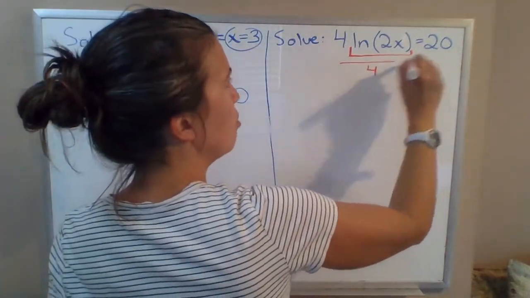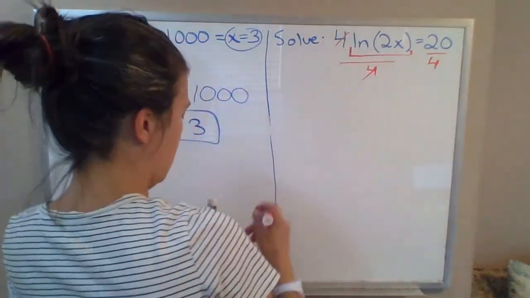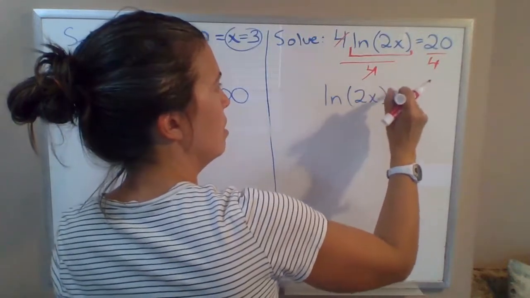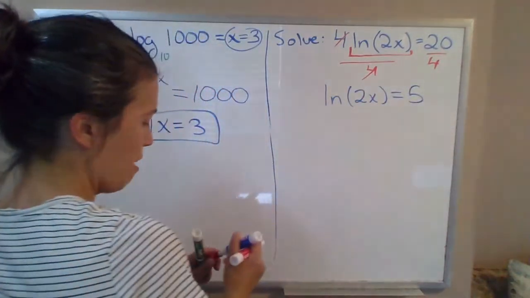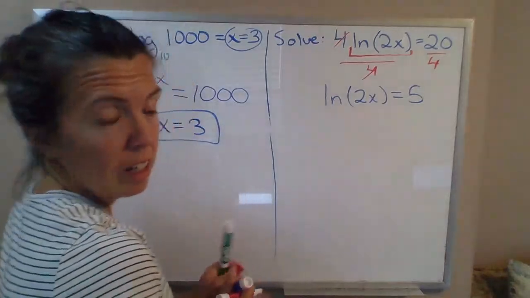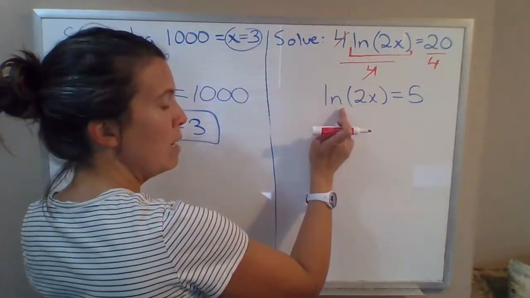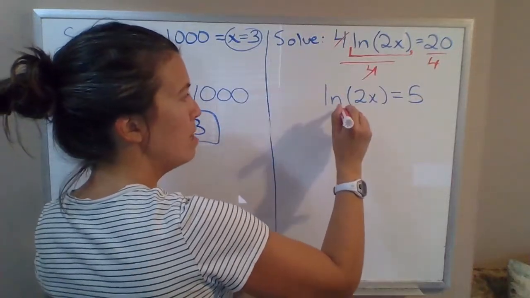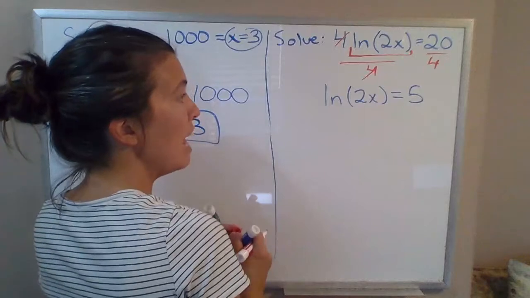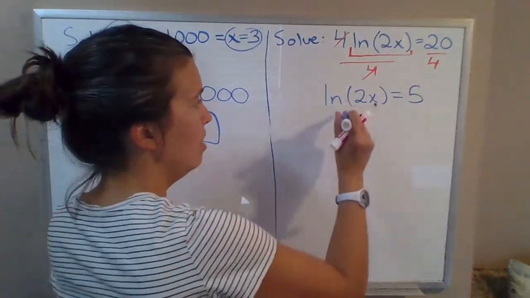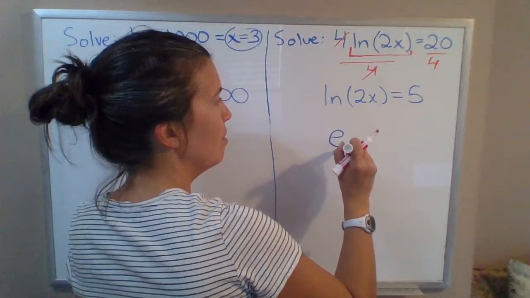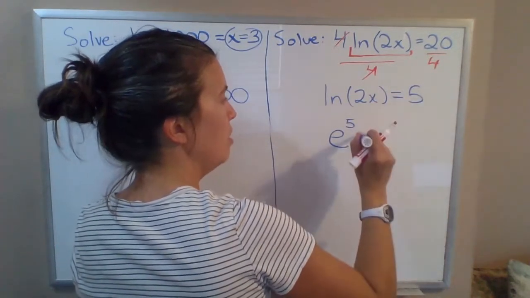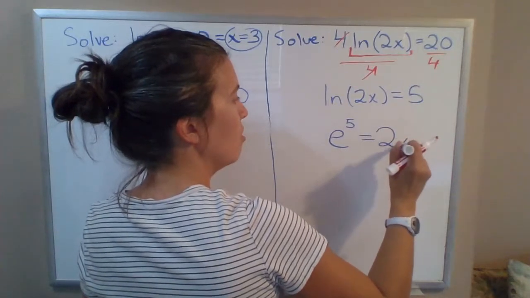So I would divide both sides by 4. And that gives me natural log of 2x equals 20 divided by 4, which is 5. All right, so again, I don't see a base written. I have to remember what the implied base is. When it's natural log, the implied base is e. And so the exponential form of this equation is, okay, base e raised to the 5th power, the exponent over here, is equal to 2x.